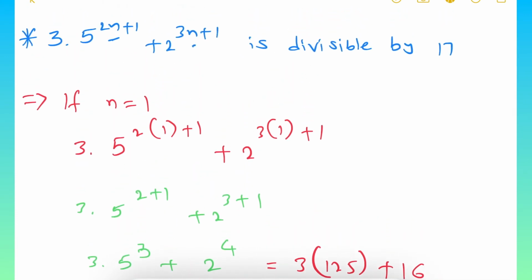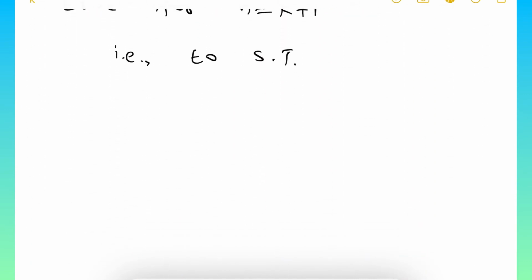3 into 5 power 2n plus 1 plus 2 power 3n plus 1. So I will write it here as it is. The formula we have is 3 into 5 power 2n plus 1 plus 2 power 3n plus 1. In this given statement, wherever we have n, we simply need to substitute k plus 1. Here n is there, in the place of n, k plus 1. Here also n is there, in the place of n, k plus 1. Okay, let us check now.